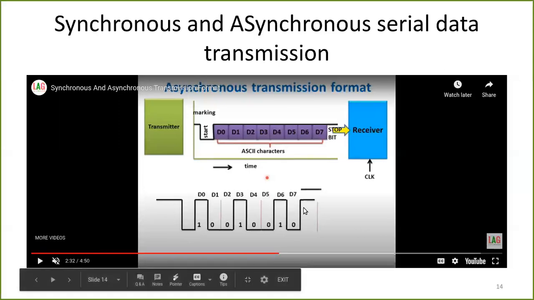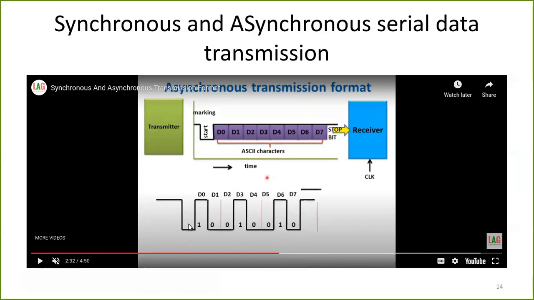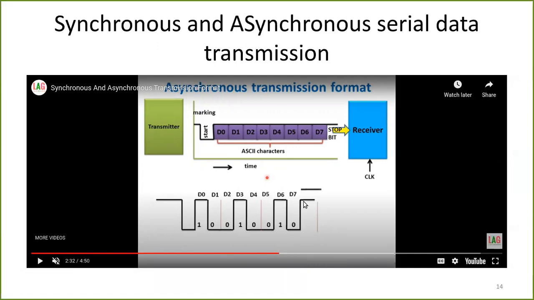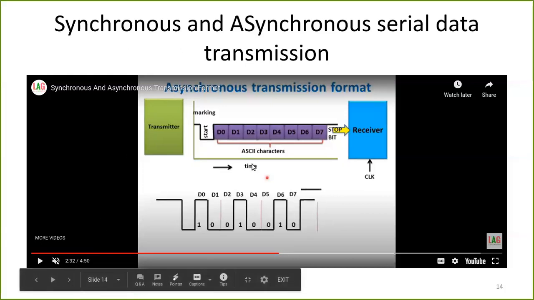Now these 8 bits of data come into the picture. First the start bit will be transmitted from transmitter to receiver, then D0, D1, D2, D3, D4, D5, D6, D7, and then the space. This space usually will be of size 1 or 2 bits depending on the transmission mode, the asynchronous transmission mode. So this is about asynchronous transmission.